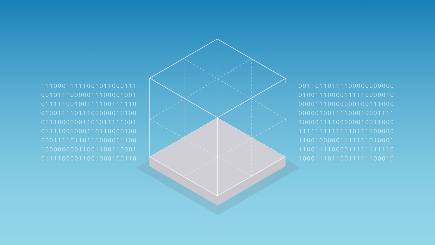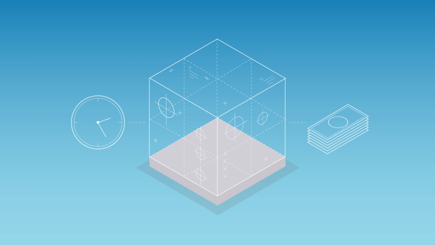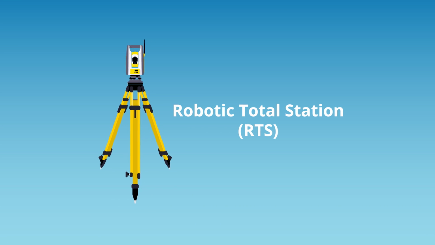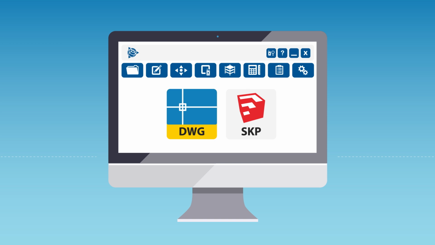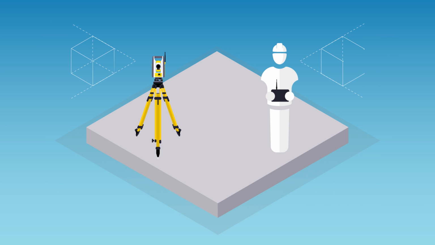The next evolution in BIM is technology, which brings the precision of the 3D models to the field, saving time and money. Trimble has designed the Robotic Total Station to do exactly that. Our simple-to-use software allows contractors to import their 3D models, then accurately lay out all of the points to be marked.